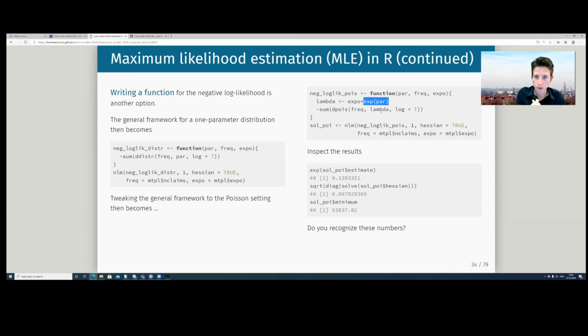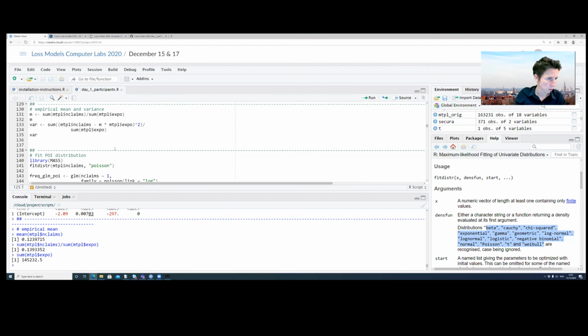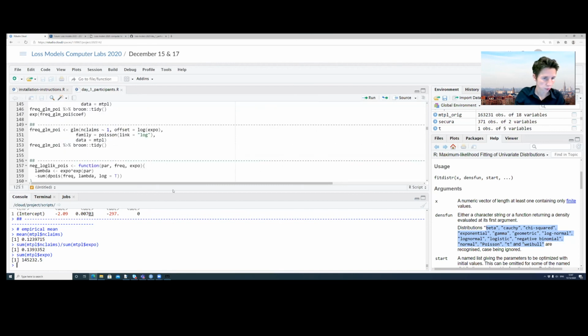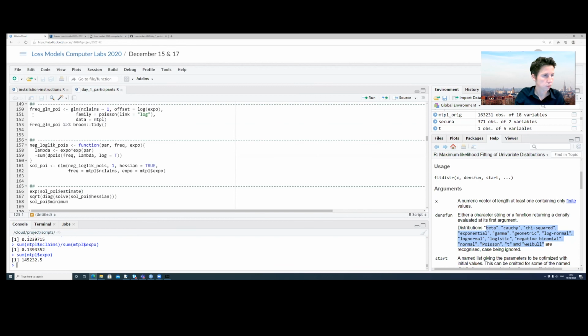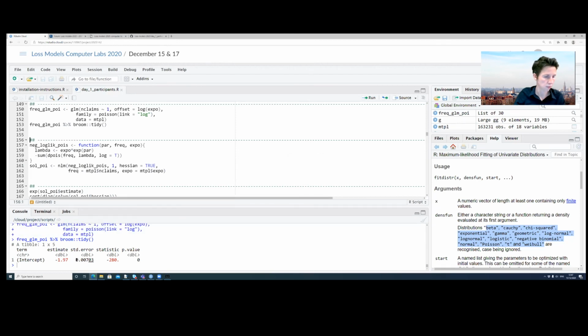So we're programming the negative log likelihood of our Poisson model. We ask the routine to do the numerical optimization and to calculate the Hessian, and we're going to inspect the results that we obtain. Let's do that together, and let's see whether we can reproduce the results that we obtained earlier. Earlier on, if you took the exposure into account, the intercept that we calibrated was minus 1.97 with a standard error of 0.007.